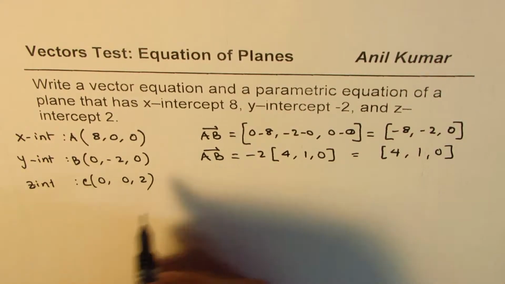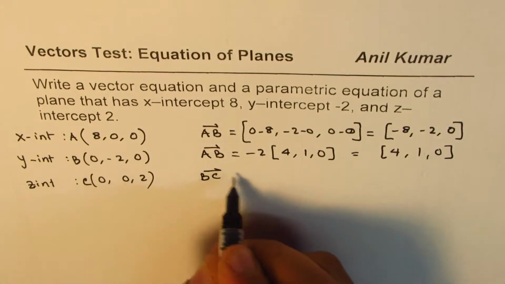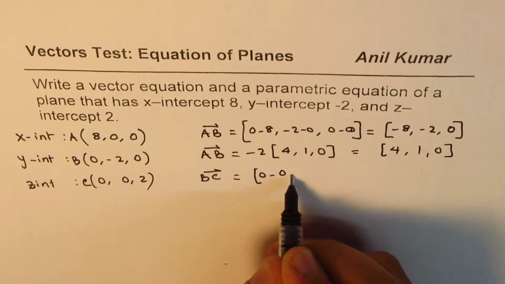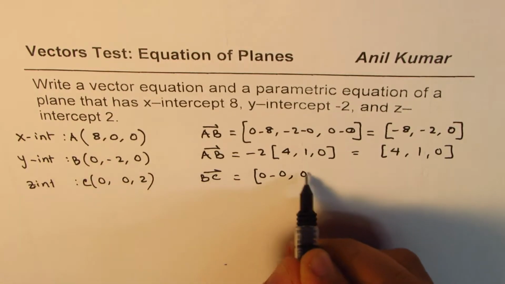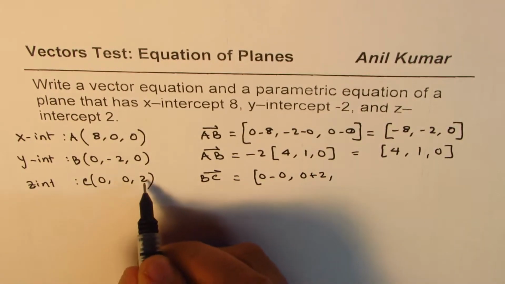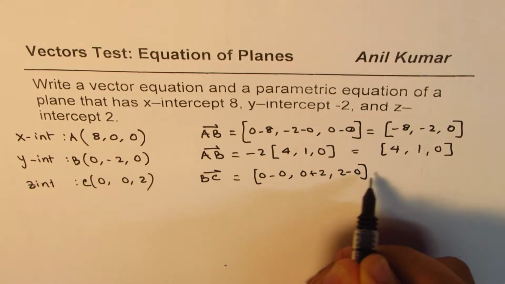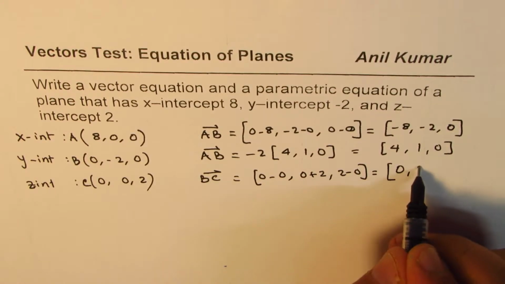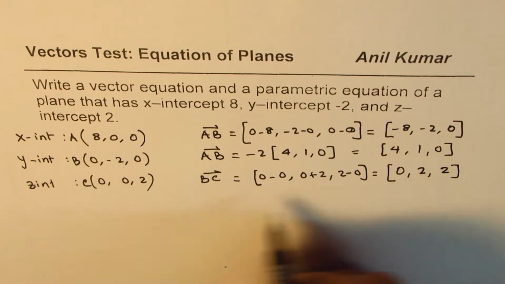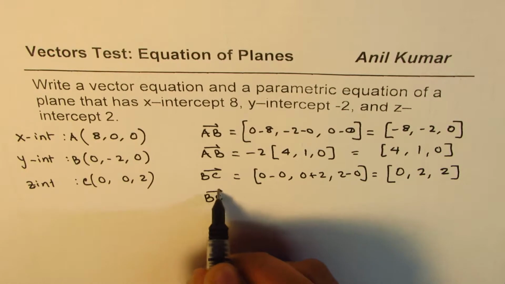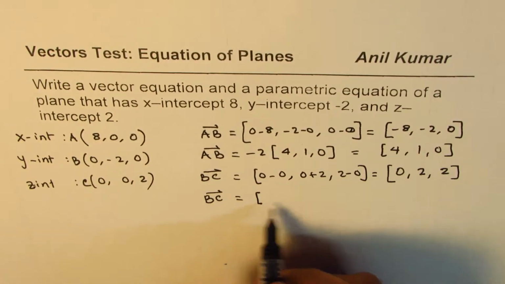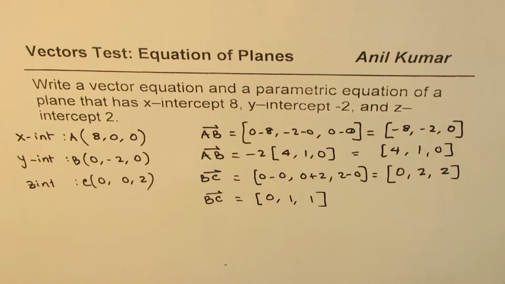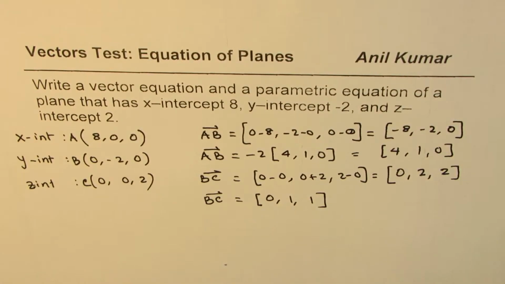Now let's find BC. So BC is C minus B: for x, 0 - 0, for y, 0 - (-2) makes it plus 2, and for z, 2 - 0, that gives me the direction (0, 2, 2). So we could write BC as, you can take away 2, so the direction remains (0, 1, 1). So that becomes the 2 directions for the plane.